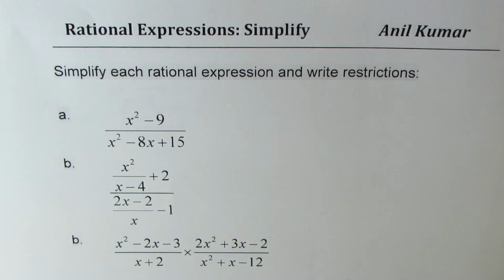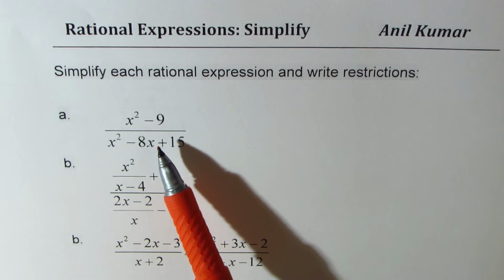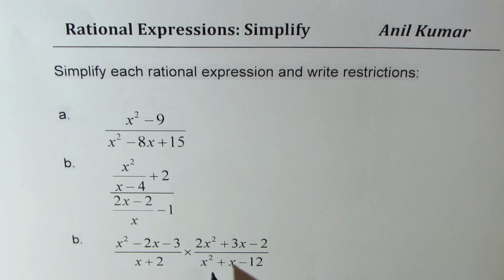We'll learn how to simplify rational expressions and also write their restrictions in this particular video. Here we have three different examples. So we have a rational function, we have division and multiplication, correct? So three types of operations. Now let's see how to do them.